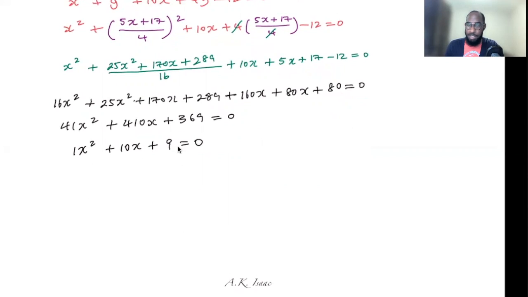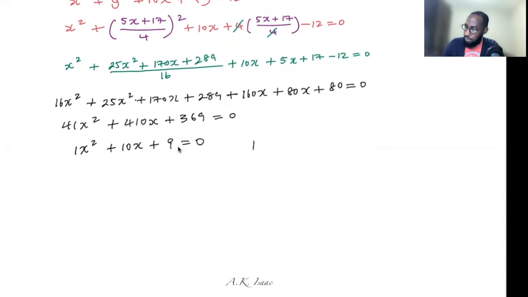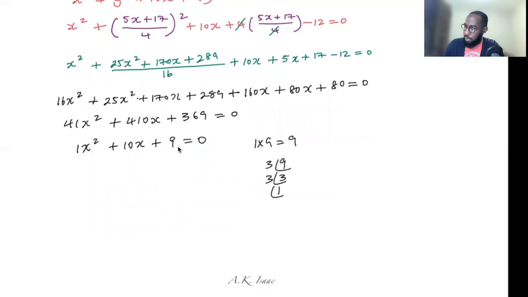So 1 times 9 is 9. Factorizing. 3 into 9 is 3. 3 into 3 is 1. 1 into 1, 1. We need two numbers that multiply to 9 and add to give 10. So you can check out my factorization video to get a better understanding of what I'm doing here. So this part here is factorization, all right? So if I multiply these two numbers, I get 9, and if I add them, 9 plus 1 is equal to 10.